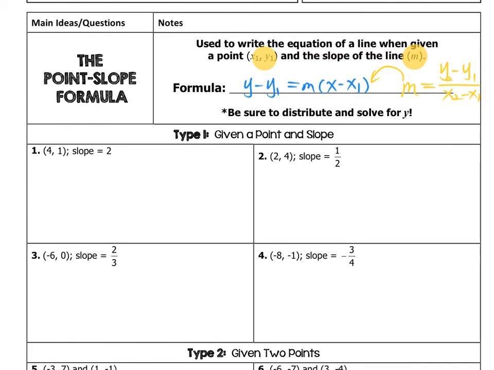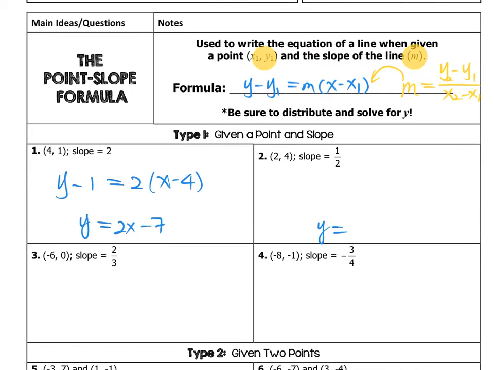Okay, so there are 2 types of this. In this case, the easiest thing is you're given the slope, you're given the coordinate, like example number 1. So you simply plug it in. y minus y1 equals slope is 2 times x minus x1. And if you distribute that, simplify it, you should have y equals 2x minus 7. So make sure you complete all the other three in the same manner.